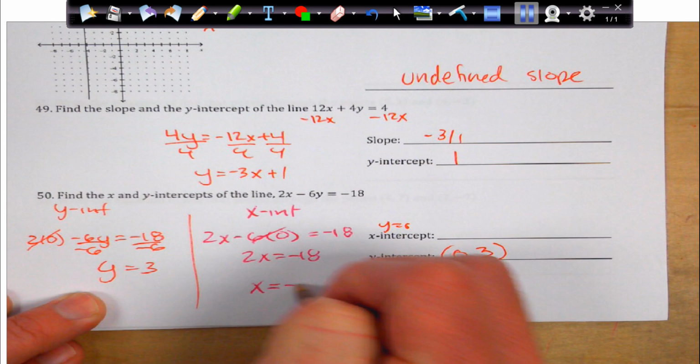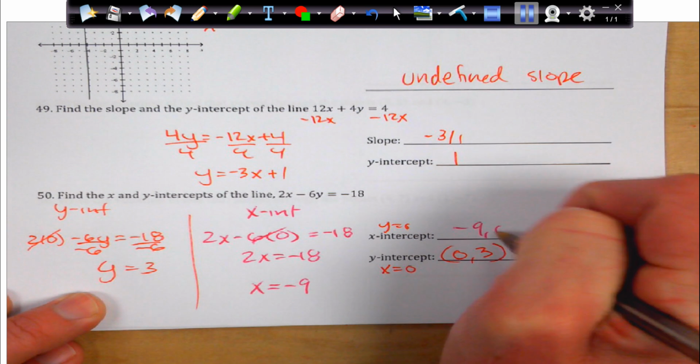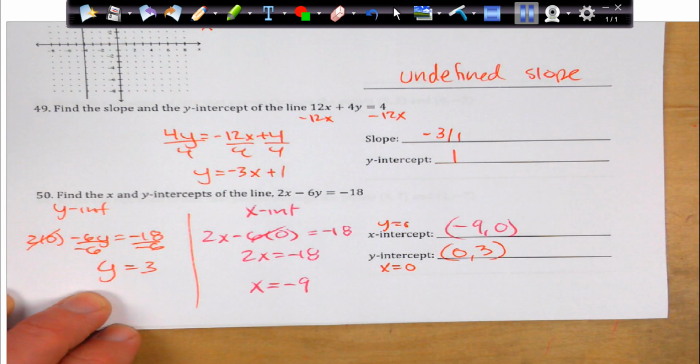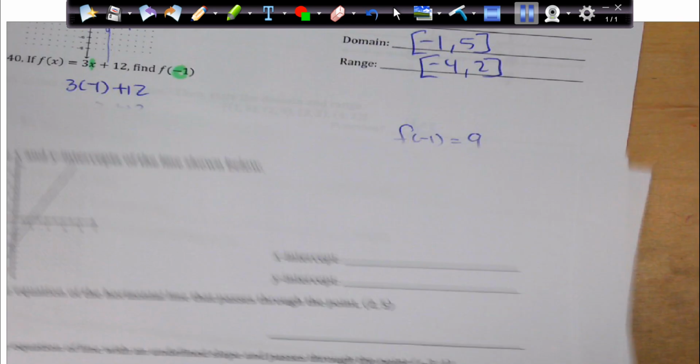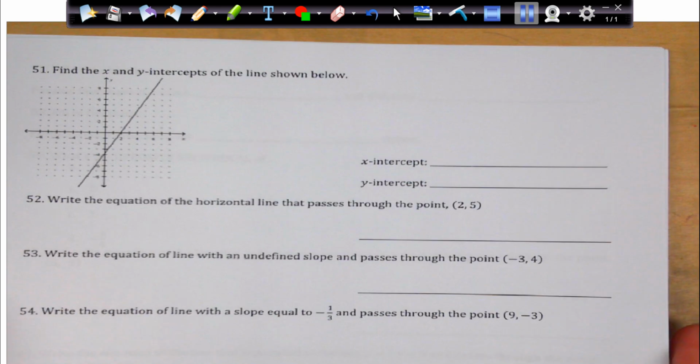Divide by 2x equals negative 9, so I get negative 9, 0. So again, a lot faster to do it where you just plug in 0 for those values to find it. All right, that was a fast page. How many do we have left? 1, 2, 3, 4. 4 pages. We got this. Easy. All right, find the x and y intercepts.